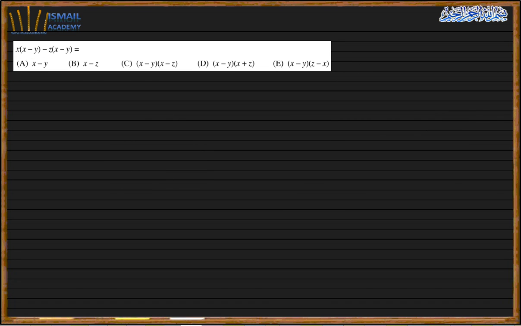x minus z times x minus 1. So this is just the simplified factor. So this is confusing. So be careful here. See, this z is z minus x. Because when you solve, you don't pay attention to the order.